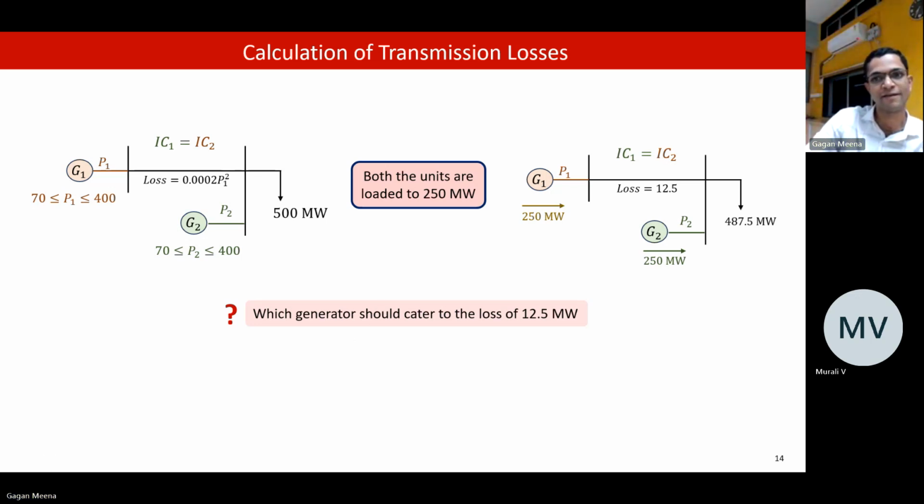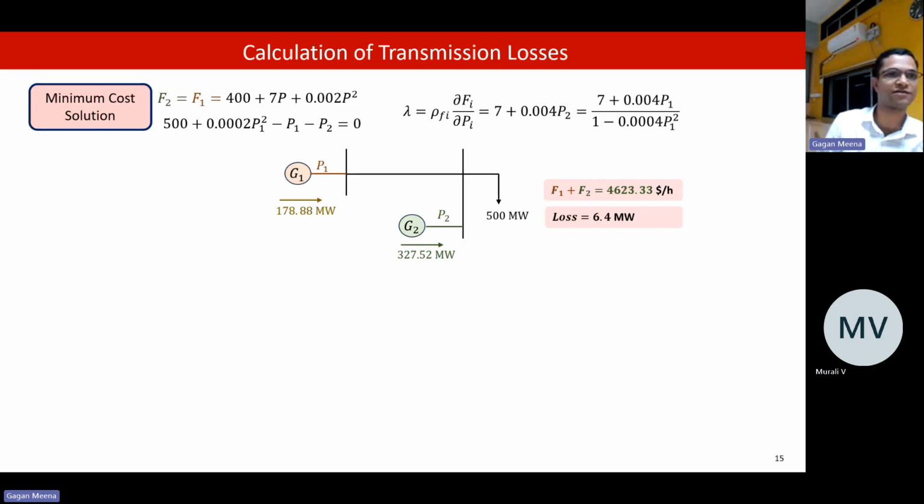Here we want to know which generator should take the loss. If we look at the minimum cost solution, for that you have to write the Lagrange multiplier, and finally we will get this. One is this power balance equation: load demand plus loss is equal to total generation. Then we have these two equations. Together these are called coordination equations. We need to solve them. Because this will be a quadratic, you will get a cubic equation here.